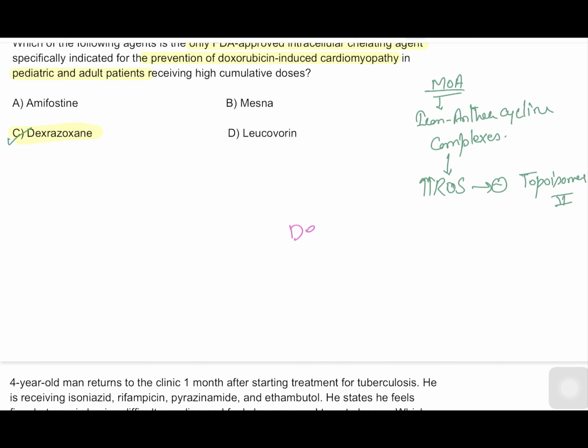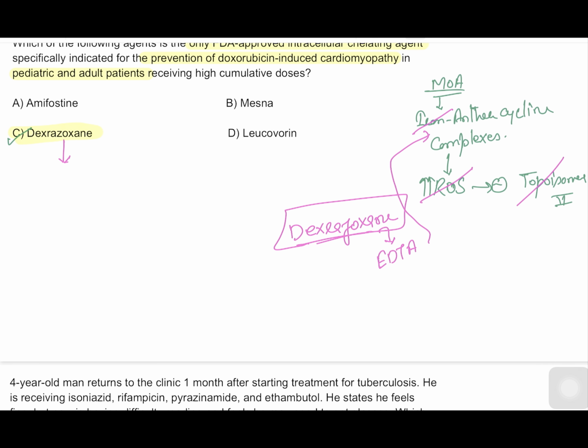Now how does dexrazoxane work? Dexrazoxane is a cyclic derivative of EDTA, and it can cross the cell membrane, and it hydrolyzes into a bidirectional chelating agent. It removes the iron from the anthracycline complex, and by removing this, it will prevent the formation of reactive oxygen species and also interfere with topoisomerase 2 binding. So that's why this is the drug of choice for doxorubicin induced cardiomyopathy.